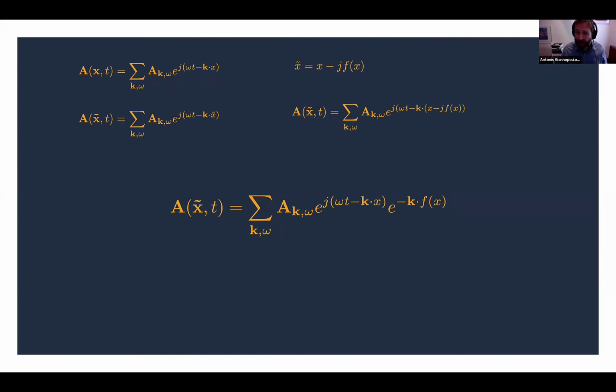So as you see, the last term, the exponential of minus k of f(x), is actually a real decay that I can introduce into the wave, while the form of the wave hasn't really changed. So the wave doesn't really sense a difference in the material, apart from the fact that its amplitude starts to decay.